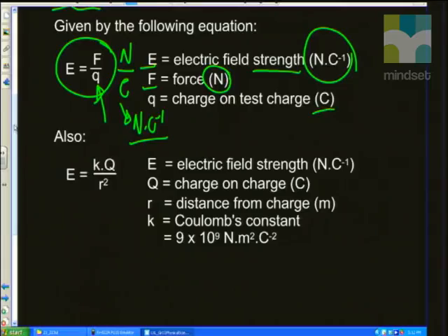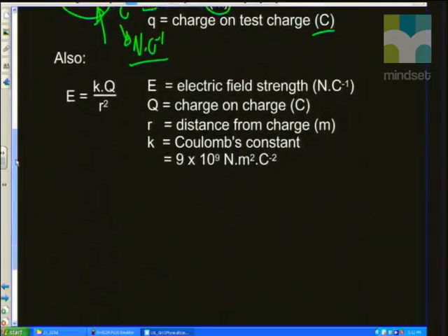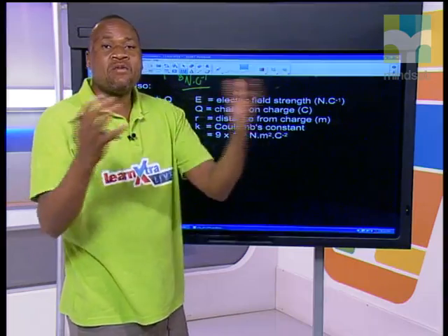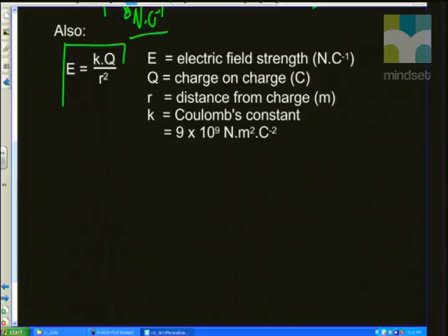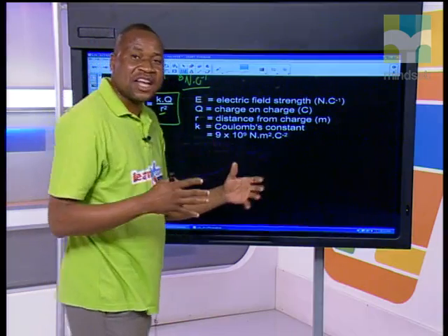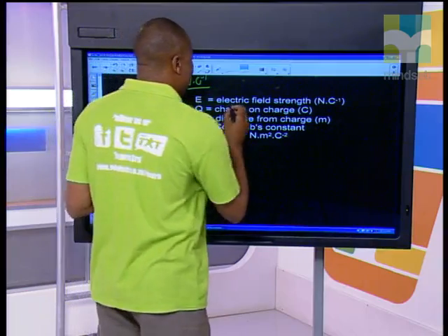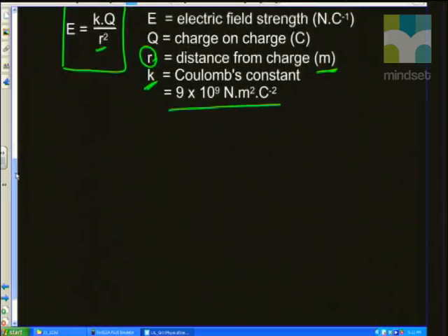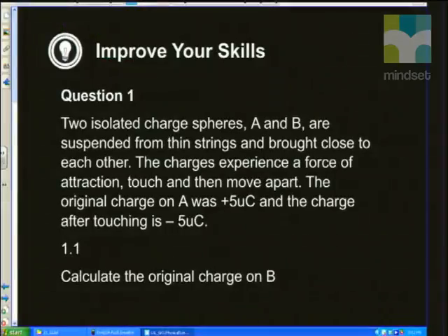When we're talking about electric field, this can also be expressed by looking at the strength of the field at a point away from a charge. When we look at it in that way, we use this formula that says E equals kQ over r squared, where r is the distance of that point away from the charge where we want to know the strength of the field. So E is the electric field strength, and Q is the charge. r is the distance from the charge, in meters, and k is the Coulomb's law constant, with the value 9 times 10 to the power 9 newton meter squared per coulomb squared.